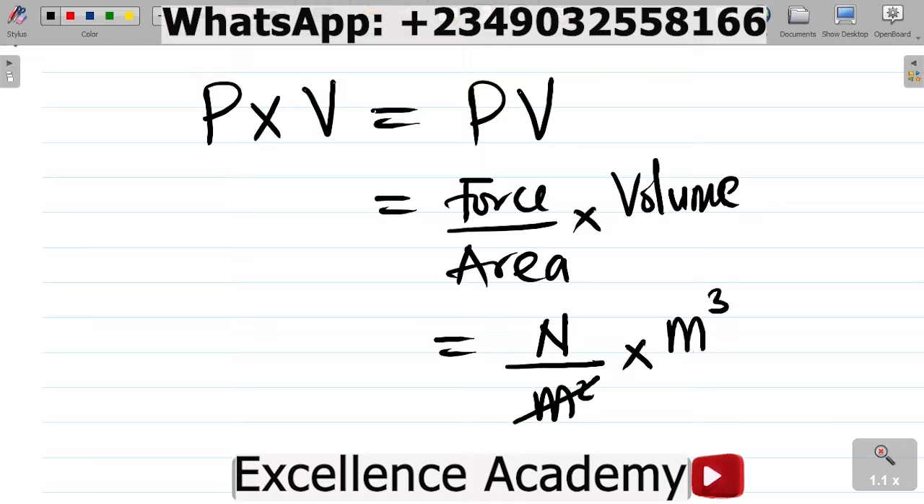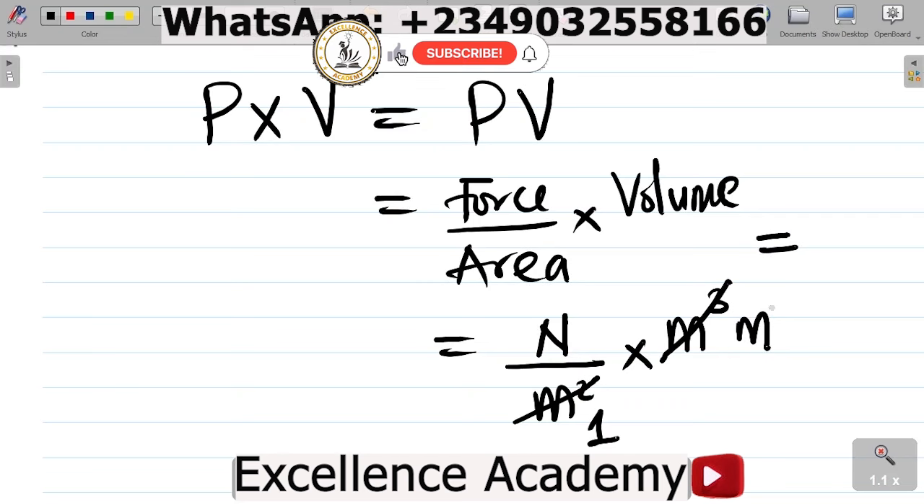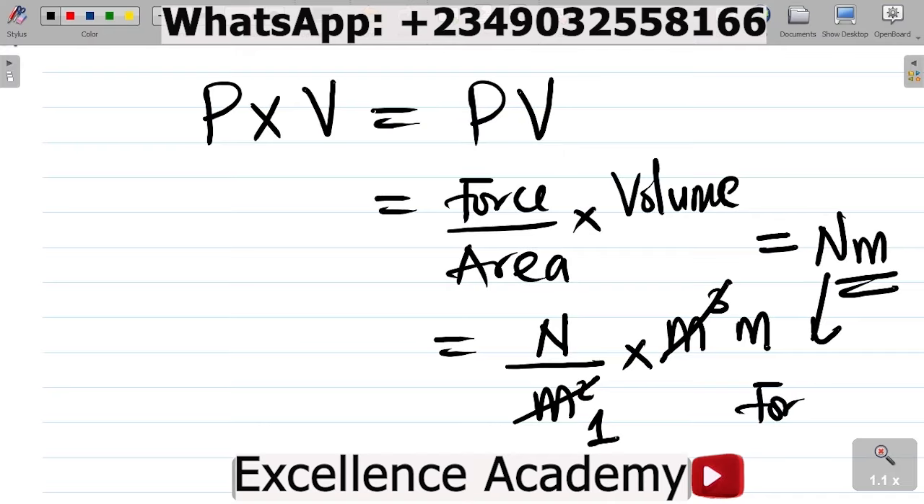From here, you can see that meter squared will cancel. There are 3 of this, so if I remove 2 from here, that's meter cubed divided by meter squared, and you have meter. Multiply this, Newton times meter gives you Newton meter. The question now becomes, which parameter has an SI unit of Newton meter? Newton is the unit for force, so you have force. Then meter is the unit for distance, so you have distance. So which parameter is force times distance? The answer is work done, or work. So work or work done becomes the answer to this question.